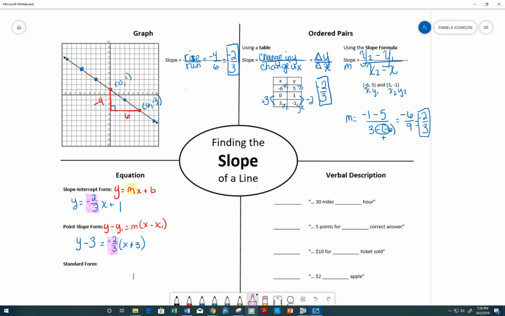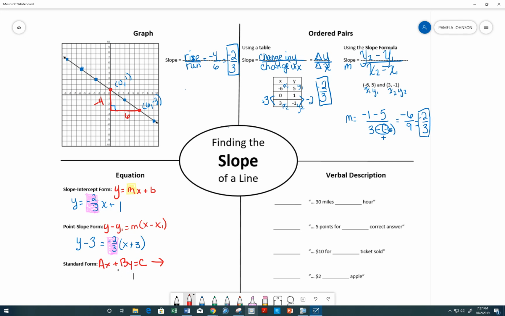Okay? So standard form is set up as ax plus by equals c. Okay? And our slope isn't just automatically visible here. In fact, to find our slope from standard form, we actually have to change it to slope intercept form. Okay? Which we've done before.